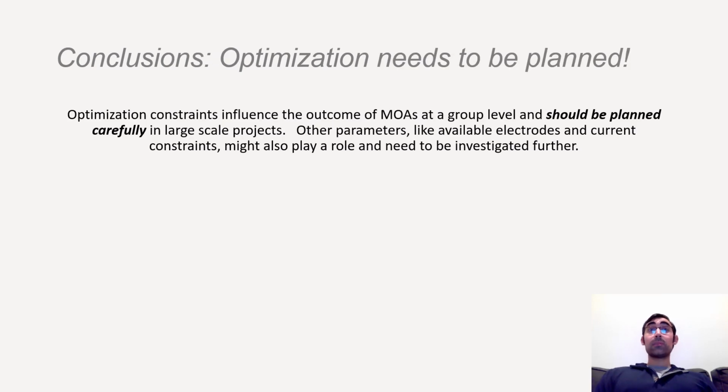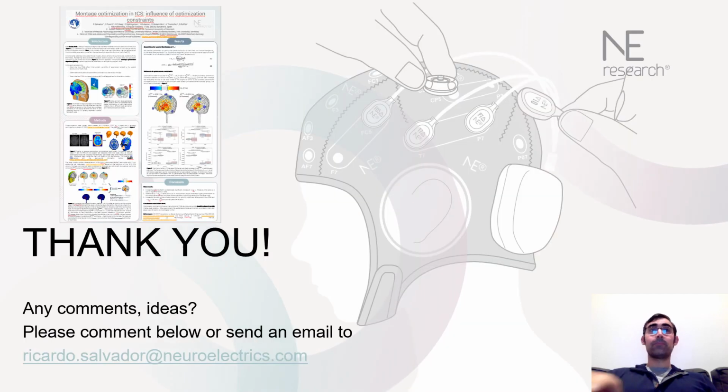So to conclude, optimization constraints do influence the outcome of montage optimization algorithms at the group level, and they should be planned carefully in large-scale projects. We are yet to test the influence of other parameters like available electrode positions and current constraints, but they might also play a role and need to be investigated further.